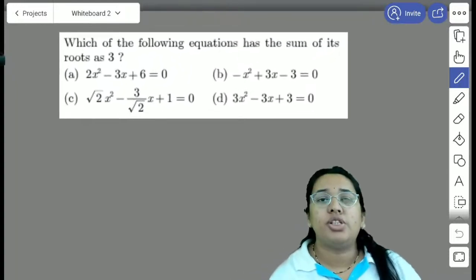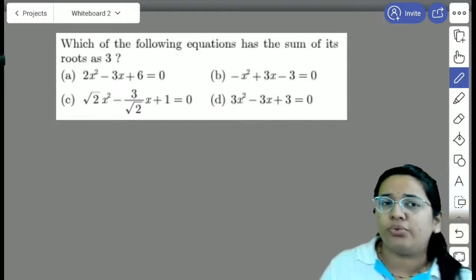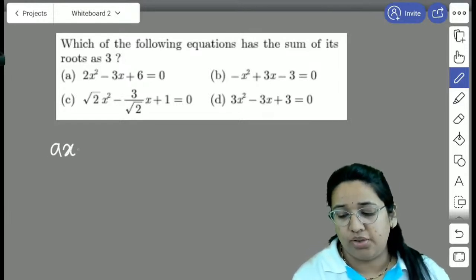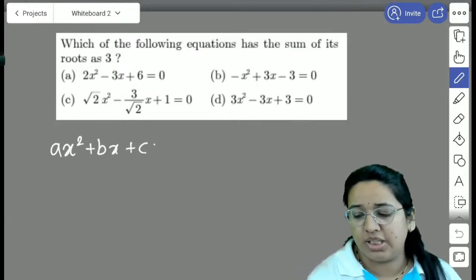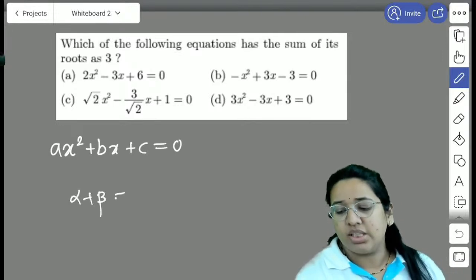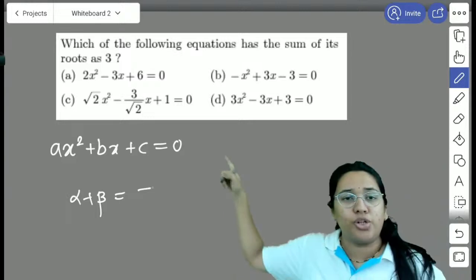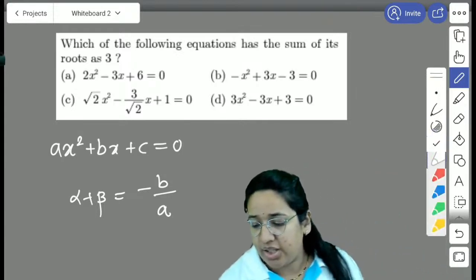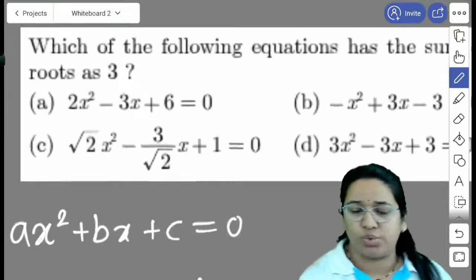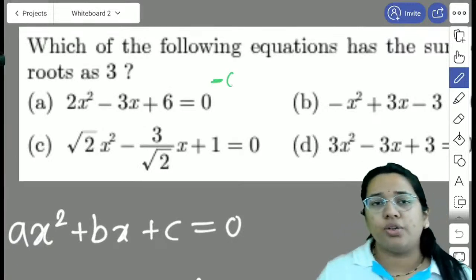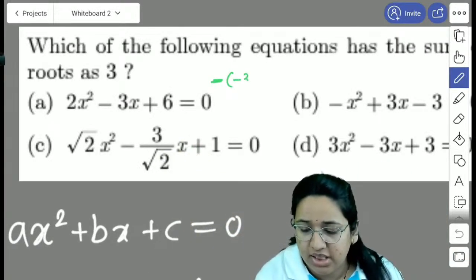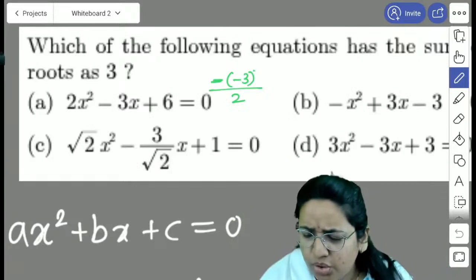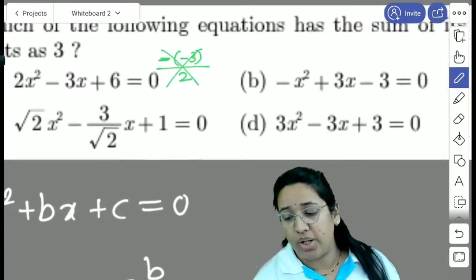Here again, you can see the question now. Which of the following equations has the sum of its roots as 3? So they are talking about the sum of the roots. Again, we know that if we are talking about ax square plus bx plus c equals to 0, the sum of the roots is nothing but minus of coefficient of x upon coefficient of x square. So we'll just try to find out what will be the case for the first one. Minus of coefficient of x, that is minus of minus 3, upon coefficient of x square, which is nothing but 2. So it will be 3 upon 2. So obviously this will not be the required answer here.